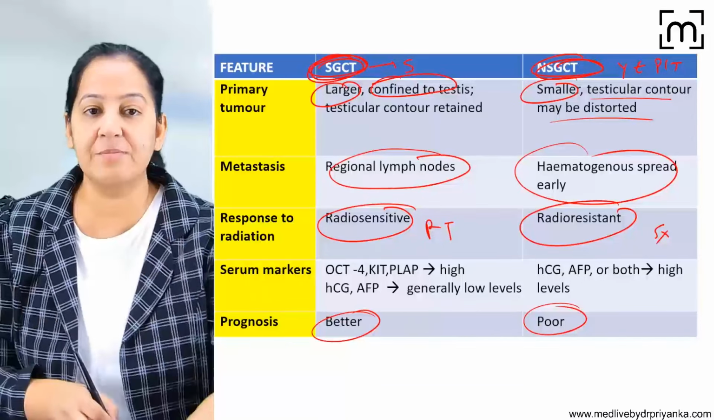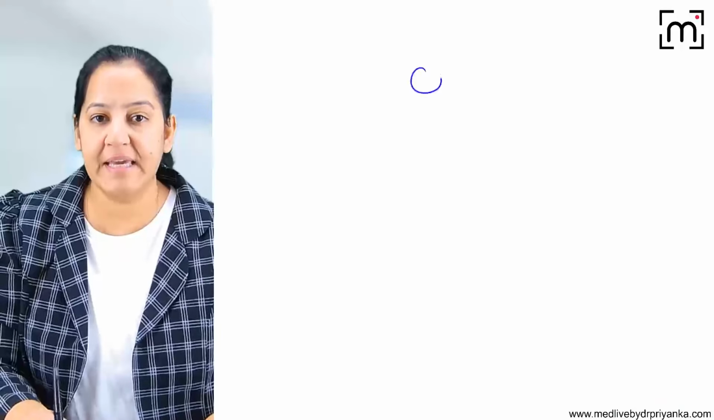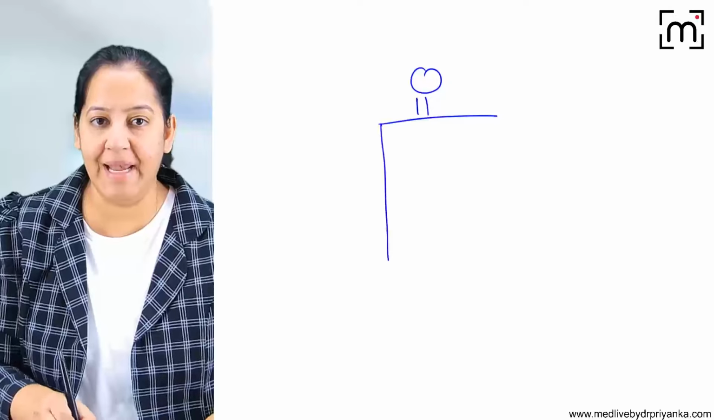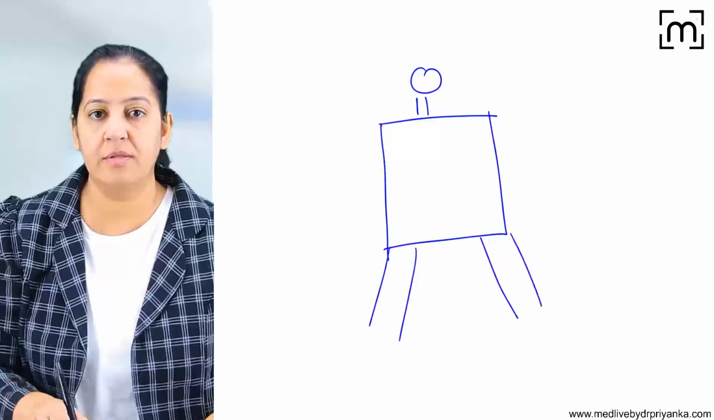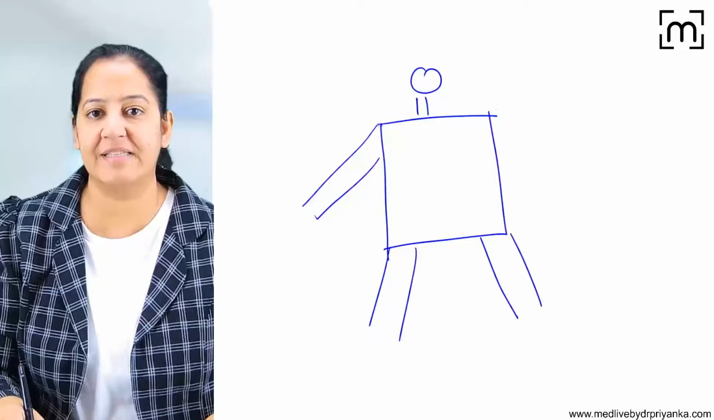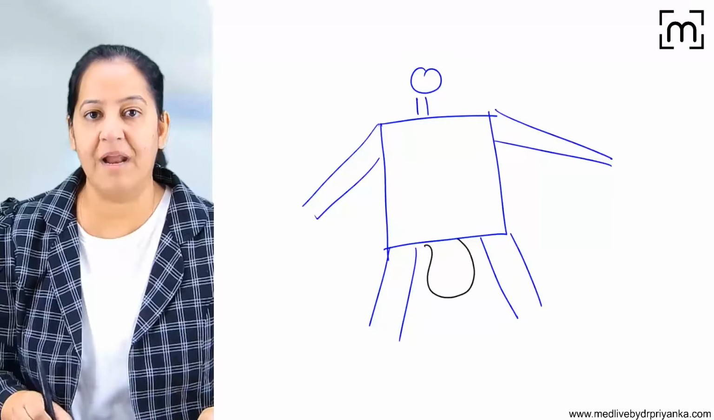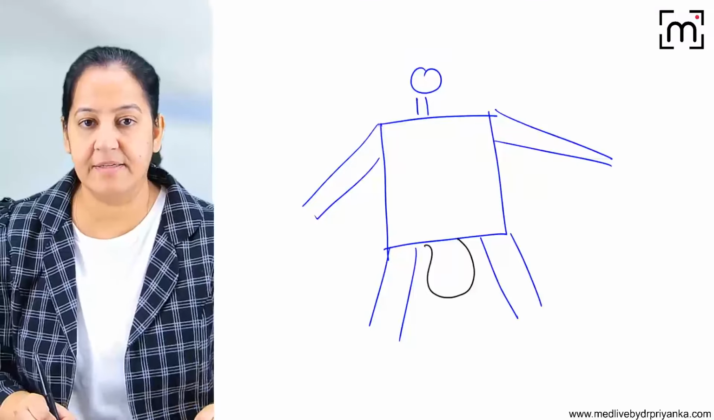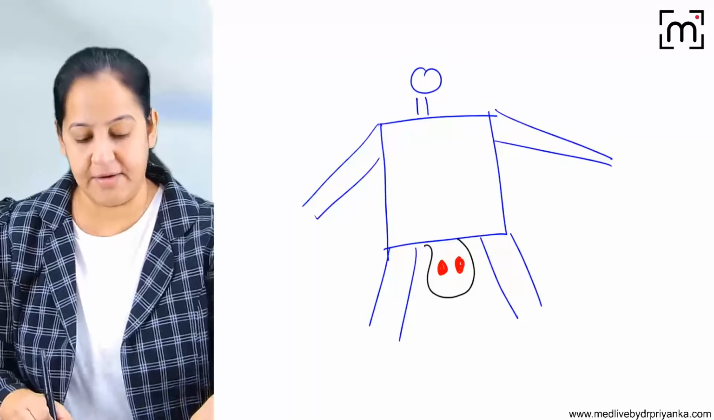Now the most important difference between them is the tumor markers. Let me tell you what it means. Here I'm drawing the diagram of a male. I would like to show you the scrotum, inside which the testicular tumor is there. Let me draw the scrotum here, and in the scrotum let me draw the testes. Just suppose these are the testicles, and in the testicles the tumor is there.